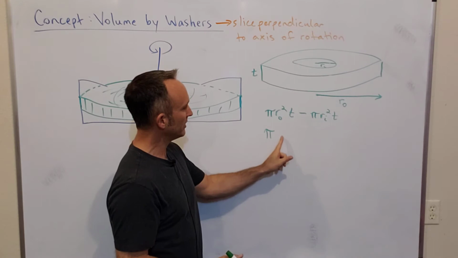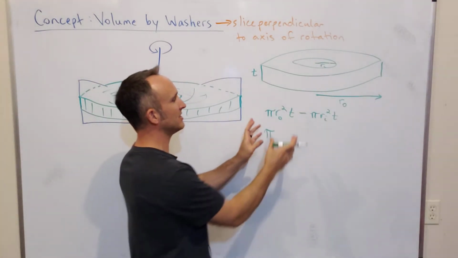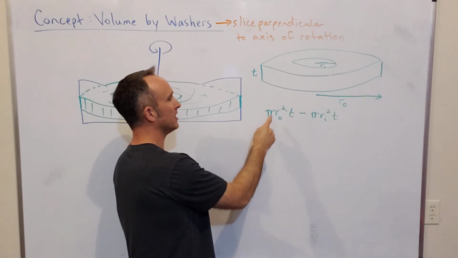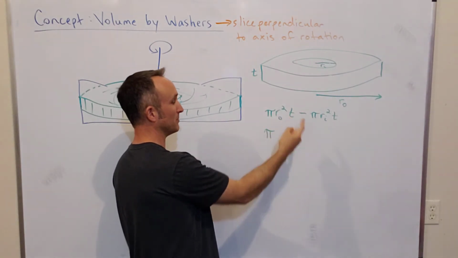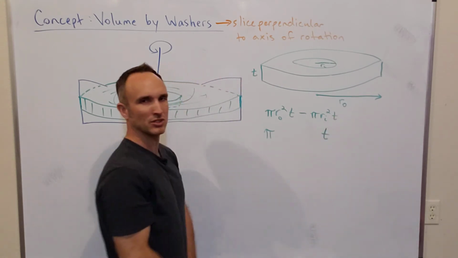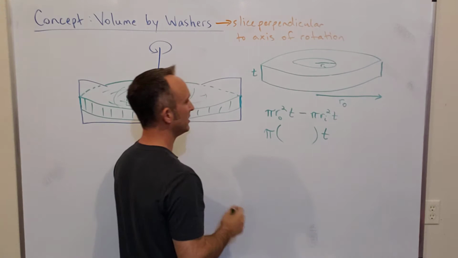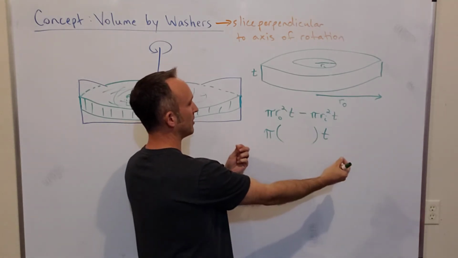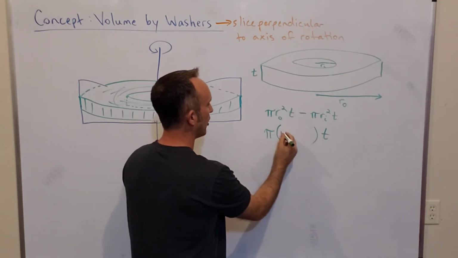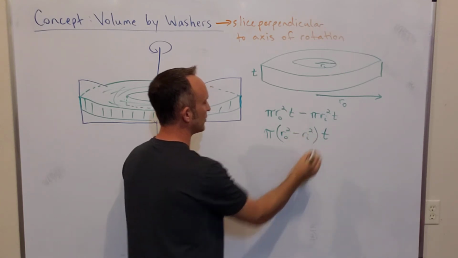Now, we could put pi in the front, like you typically do in an algebra class, but I want to continue the same format where it looks like pi times something squared times t. So I'm actually going to factor my t out to the right, which is kind of unusual, but you'll appreciate the beauty of this in a moment. When I factor out my pi and my t from both terms, all that's left is my outer radius squared minus my inner radius squared.